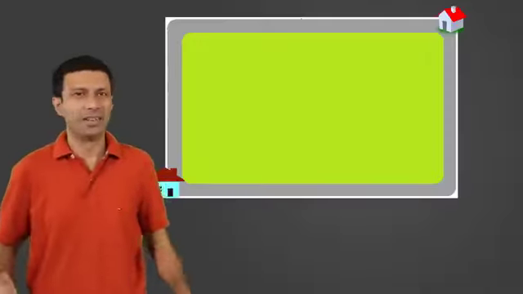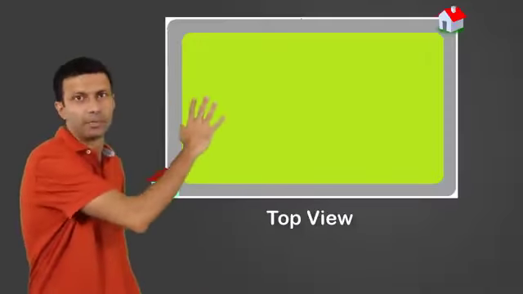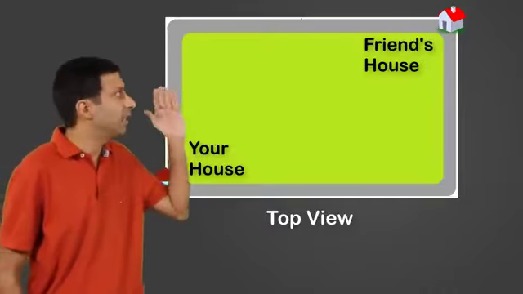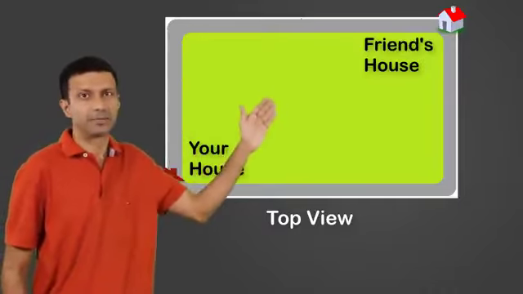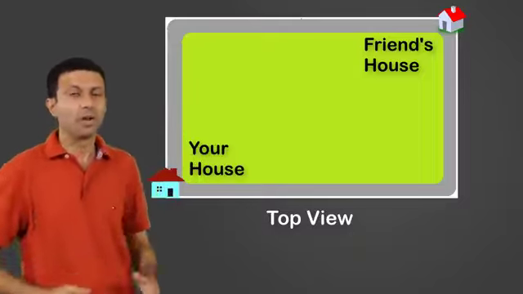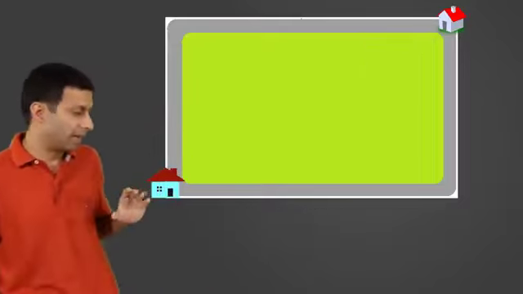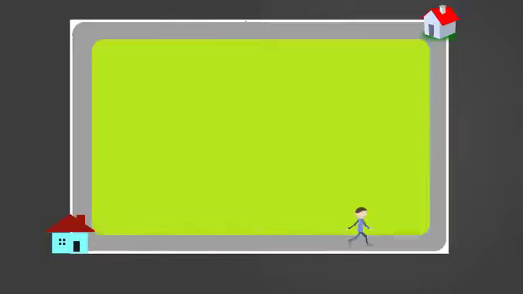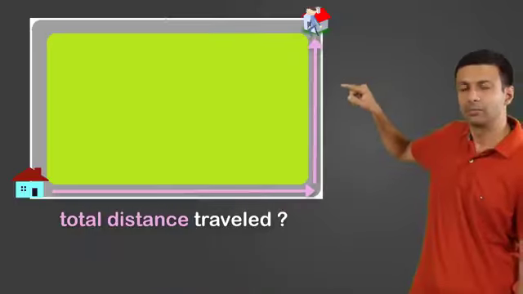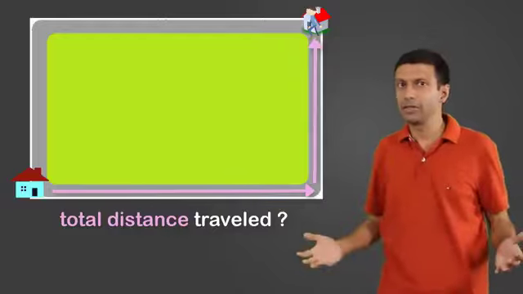Consider this example. Let's say this is the view from the top. And your house is here and your friend's house is at the other end of the park there. And there is a road all along the park. Now let's say you travel to your friend's house like this. So along this road and then along this road. So what is the total distance traveled by you? It's going to be this distance plus this distance. Now how will you practically measure it?